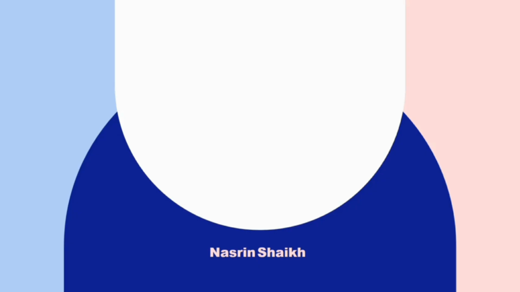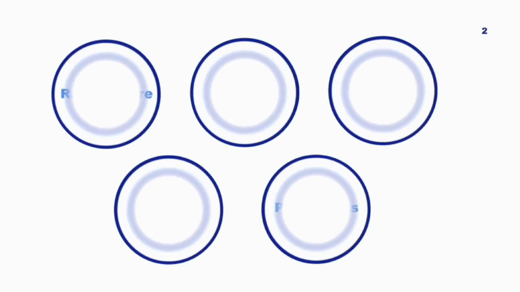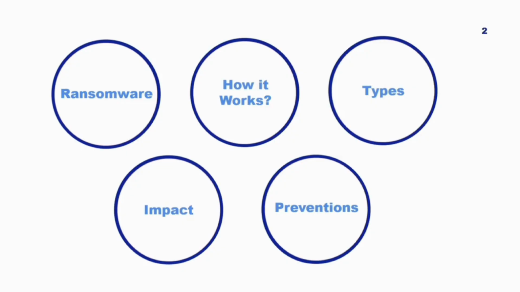Today I will be explaining a very important topic in the field of cybersecurity, and that is ransomware attacks, how they work and how to prevent them. So here we will look at what ransomware is, how it actually works, the different types of ransomware, the kind of impact it can have, and most importantly, how we can prevent it. Let's understand this in simple terms.